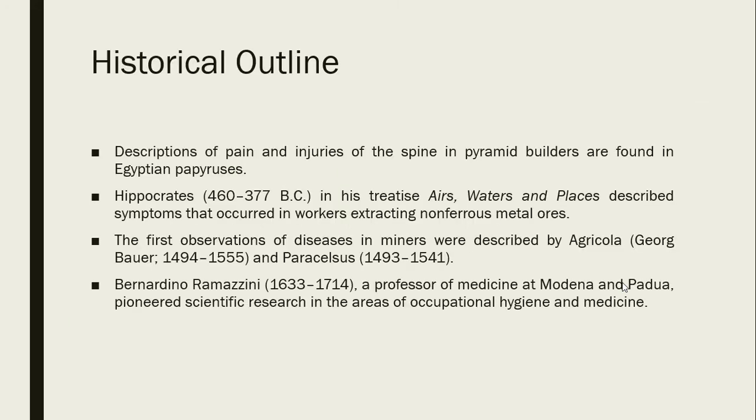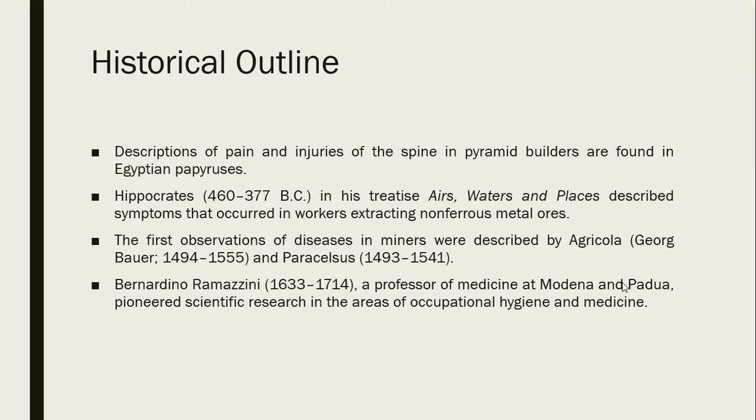For the historical outline of occupational diseases, descriptions of pain and injuries of the spine in pyramid builders are found in Egyptian papyruses. Hippocrates, in his treatise Airs, Waters, and Places, describes symptoms that occurred in workers extracting non-ferrous metal ores. The first observations of diseases in miners were described by Agricola and Paracelsus.